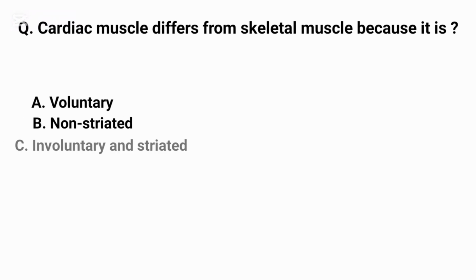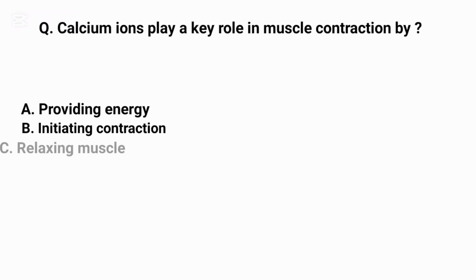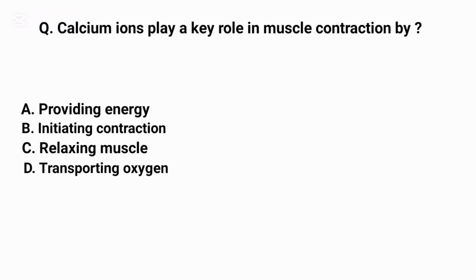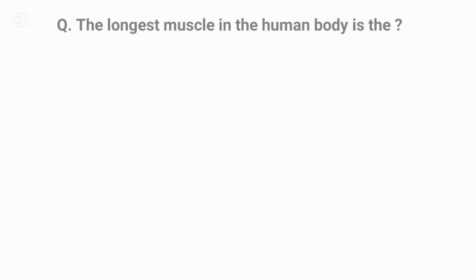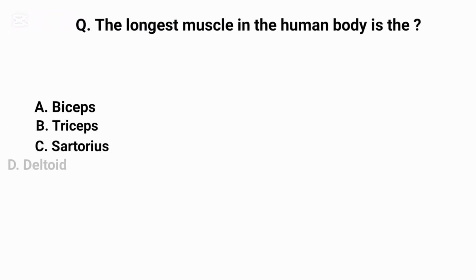Cardiac muscle differs from skeletal muscle because it is. Correct answer is option C, involuntary and striated muscle. Calcium ions play a key role in muscle contraction by. Correct answer is option B, initiating contraction. The longest muscle in the human body is. Correct answer is option C, sartorius.